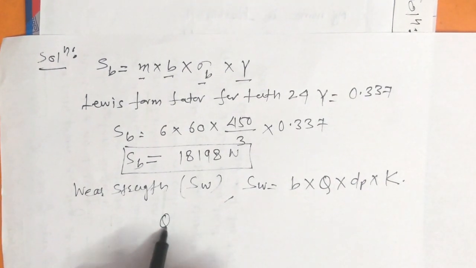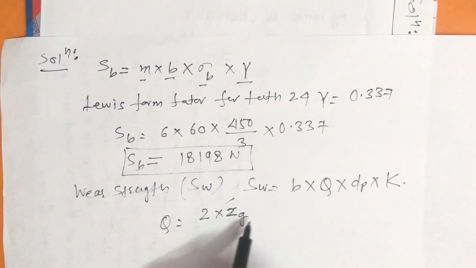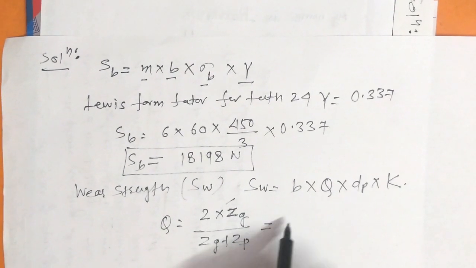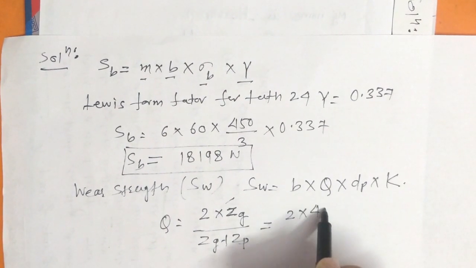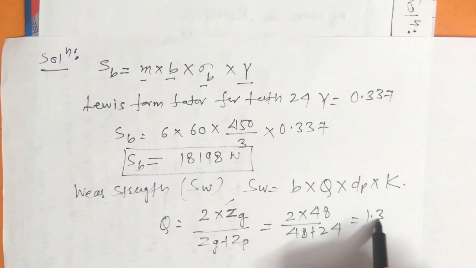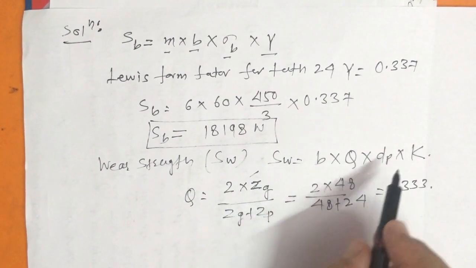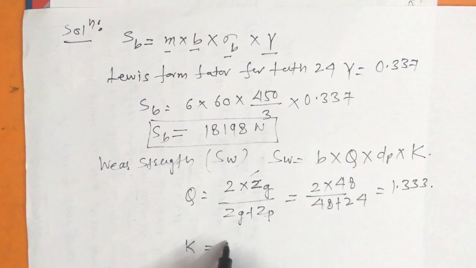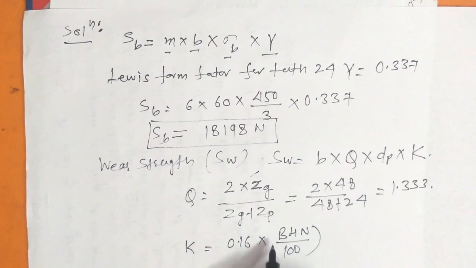So ratio factor Q is given as 2 times ZG divided by ZG plus ZP. ZG is number of teeth on gear. So this is 2 times 48 divided by 48 plus 24, this is 1.33, and stress factor K is 0.16 times BHN divided by 100 whole square.